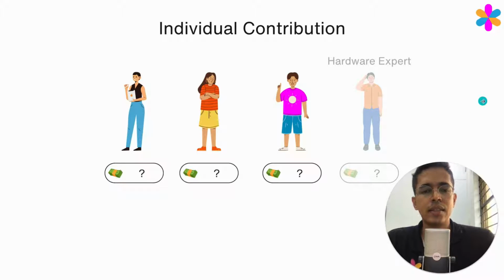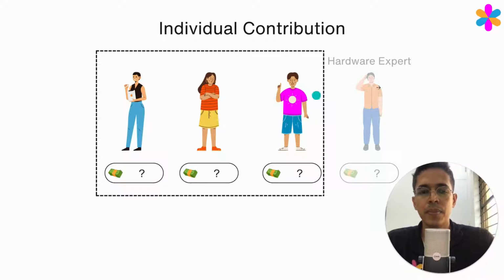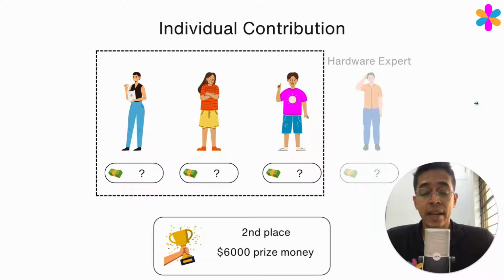So let's take a case where this 4th person was not part of the team. He's a hardware expert who can assemble and build stuff, and who's an integral part of this robotics team. But let's imagine that in the absence of this person, the team of 3 could not get first place, could only get second place. The prize money corresponding to that is $6,000. So what that means is the monetary value of this person being in the team is $4,000.